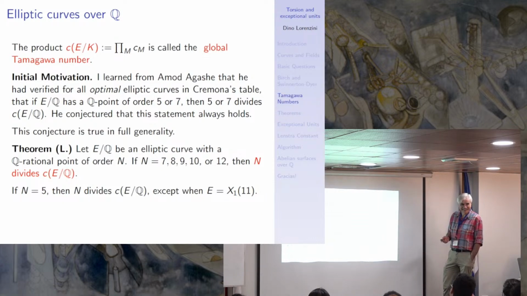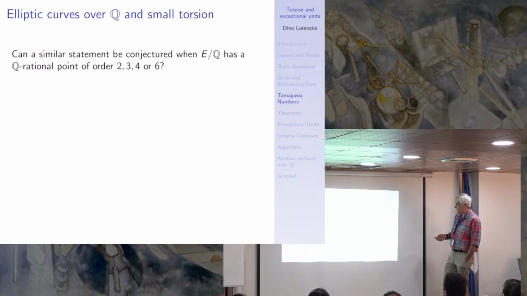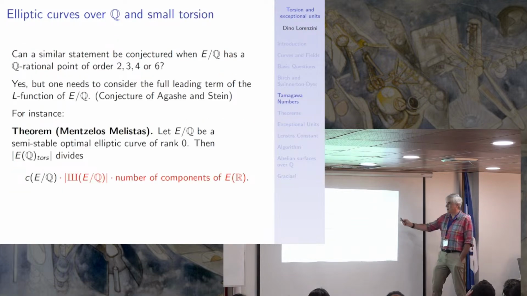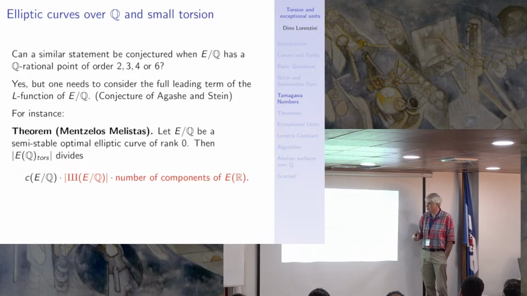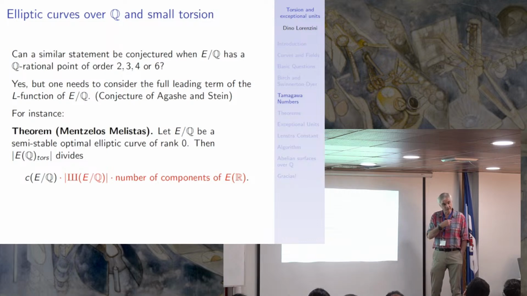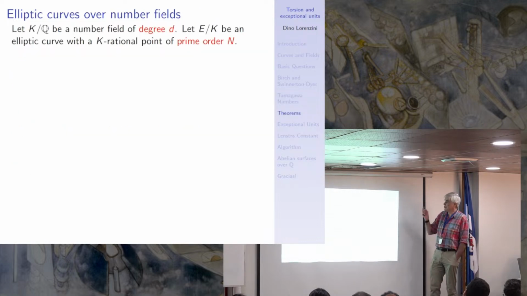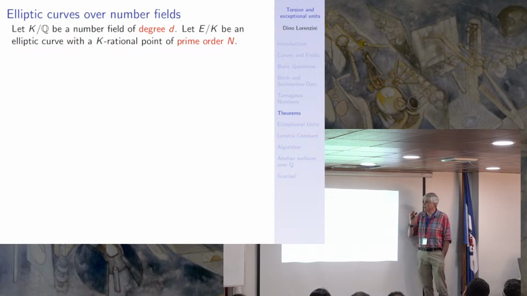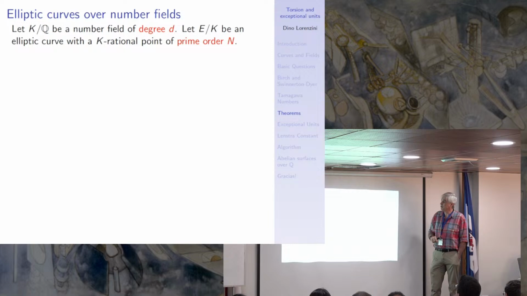Good? All right. So where am I? Right. So this is all I'm going to say for small torsion. Small torsion creates problems, and we all know, so things are harder. All right. So elliptic curves over number fields. The notation is K over Q is going to be of degree d. I'm taking an elliptic curve with a K-rational point of prime order n. So from now on, n is prime. Right?